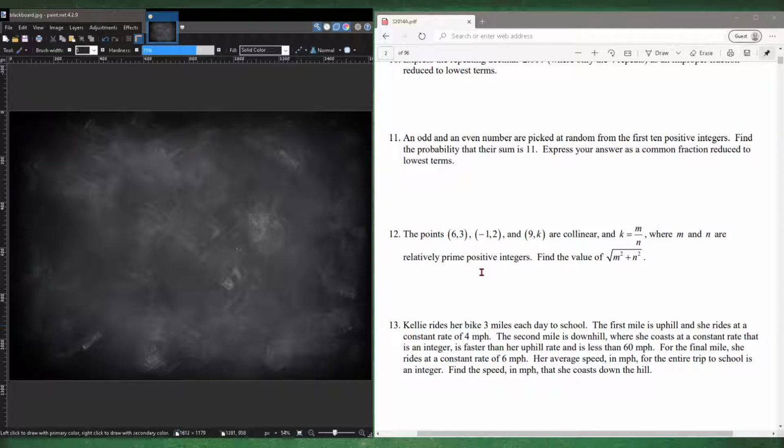Number 11. An odd and an even number are picked at random from the first 10 positive integers, so it will be from 1 to 10, right? 1, 2, 3, 4, 5, 6, etc., to 10. Find the probability that their sum is 11.